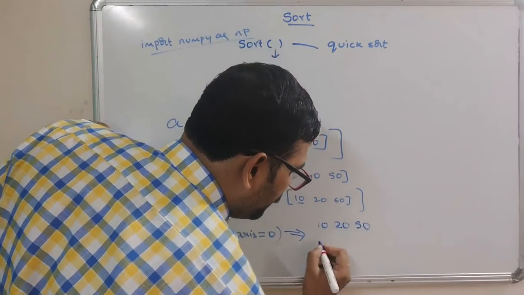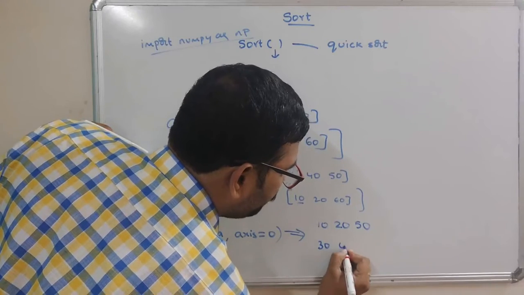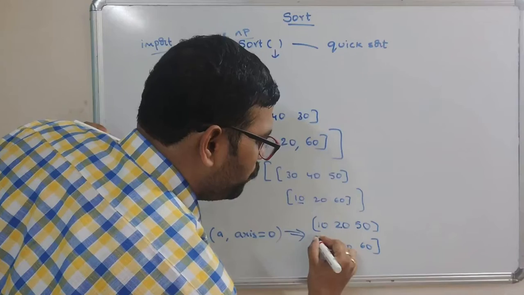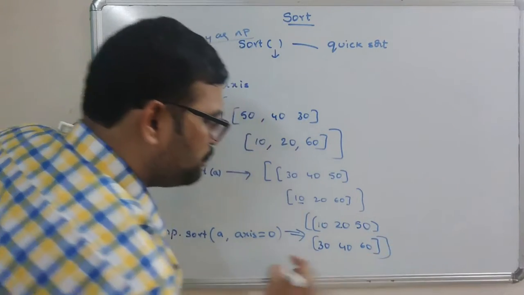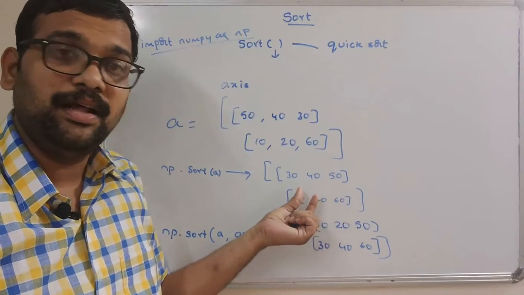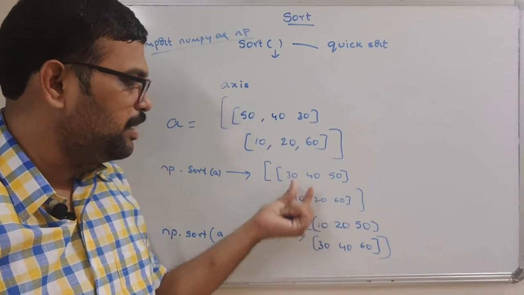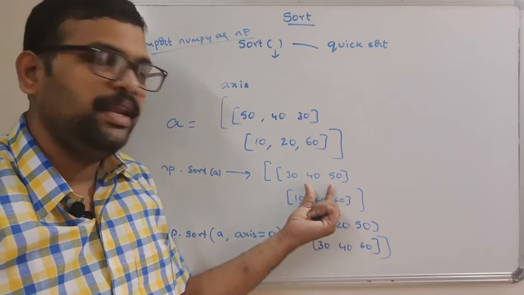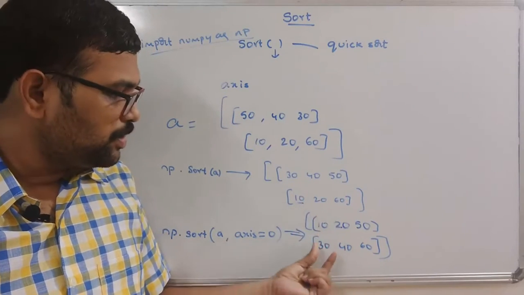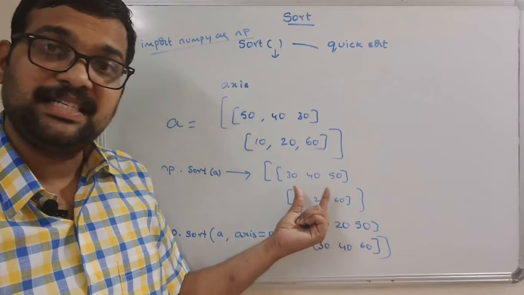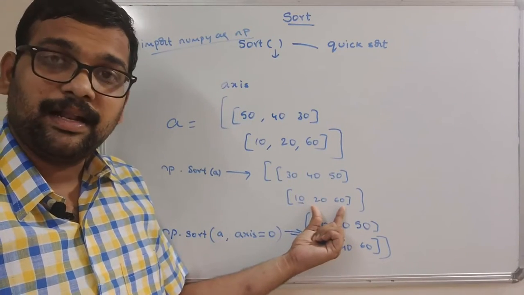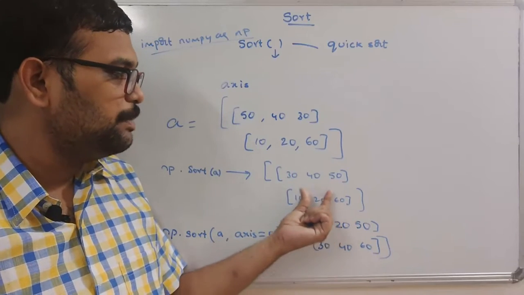So 10, 20, 50, and automatically 30, 40, and 60. This will be the result if you sort the elements based upon axis 0. So all the lesser elements should be in axis 0 when compared to axis 1. If there are any elements in axis 1 which are less than the axis 0, those elements will be replaced.